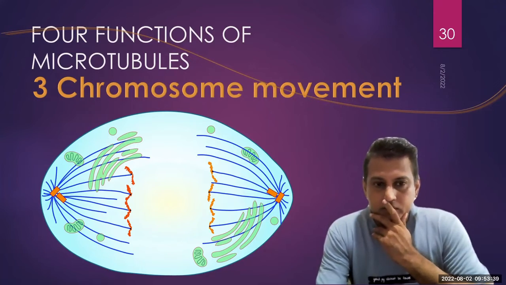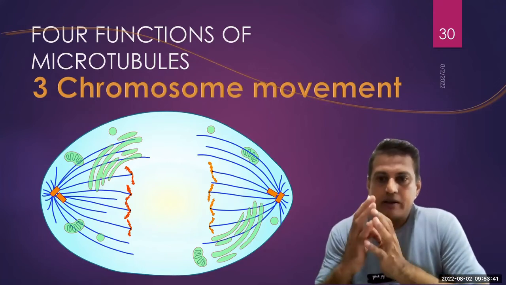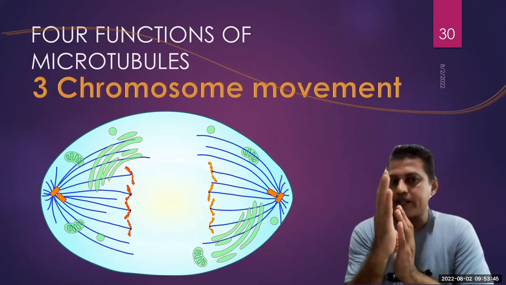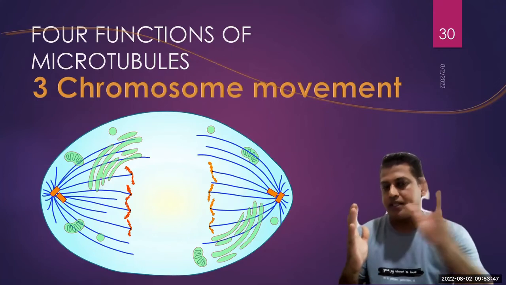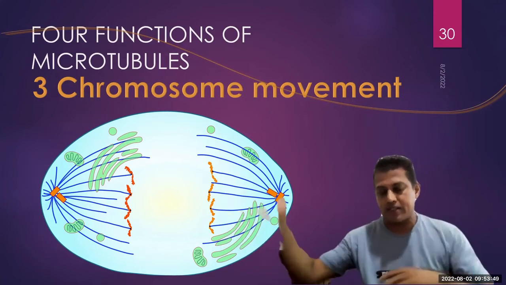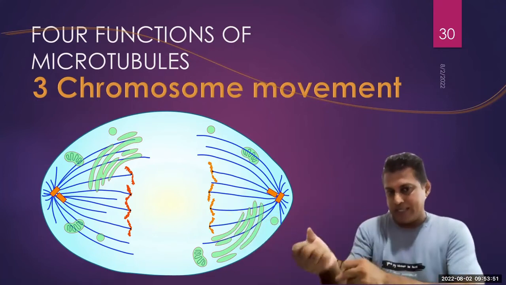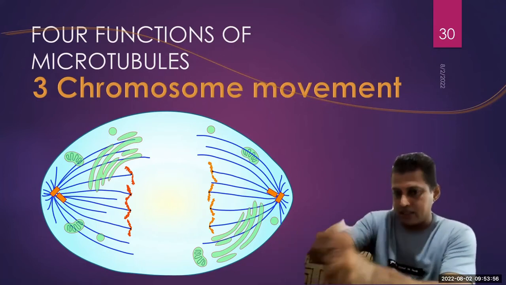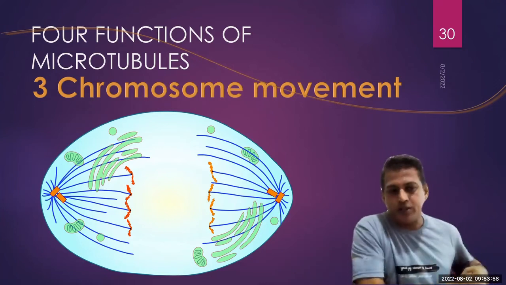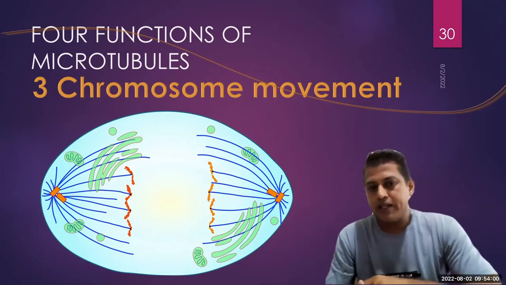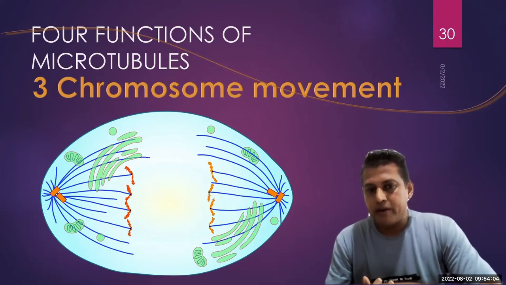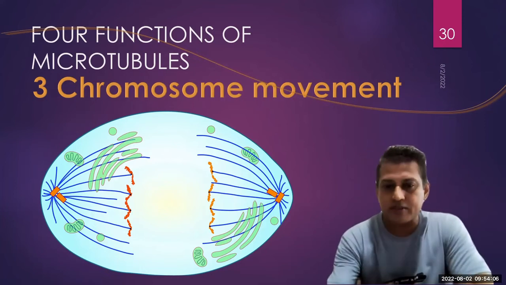Okay, here you can see the X-shaped chromosome breaks in the middle, and one is going to the right side, the other one is going to the left side. It's like the microtubules tie them and then pull them to this end. So then it is called chromosome movement. So microtubules are important in cell division to do this process, right?